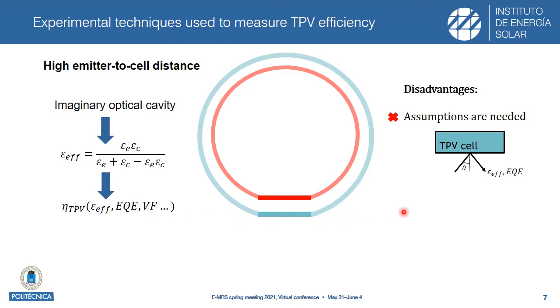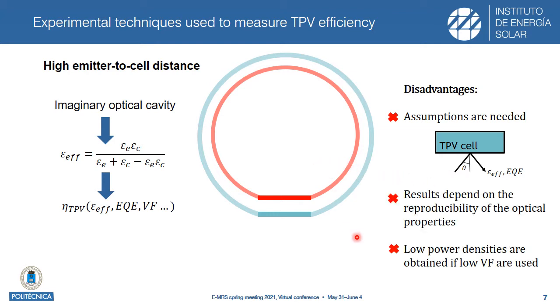However, this strategy has some disadvantages. First of all, some assumptions are needed. For example, it is assumed that the optical properties, which are usually measured under specific solid angle conditions, can be extrapolated to the conditions of real optical cavities. Besides, the results depend on the reproducibility of these optical properties because they are measured at different moments. And low power densities are obtained if low apparent view factors are used.